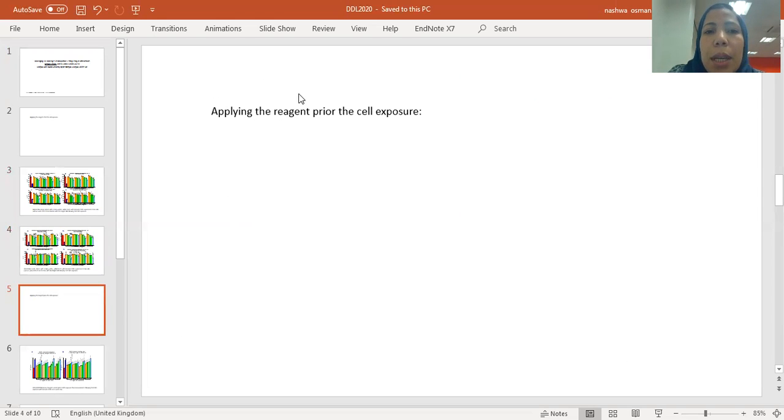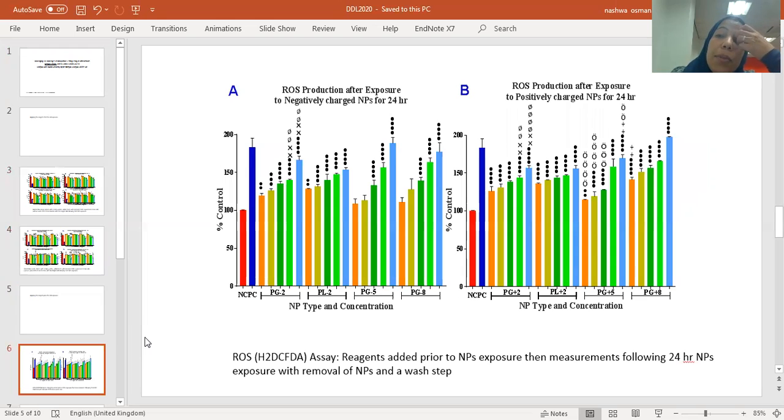Another type of assay is where you apply the reagent to the cells prior to the cell exposure. So you add the reagent, then you add your nanoparticle. For example, we are going to look at the ROS assay by DCFDA reagent. We applied the reagent first for half an hour, then we washed the reagent, then we applied nanoparticle for 24 hours. After this, we removed the nanoparticle, did a wash step, and we measured the ROS. What you can see is a nice graph of increasing nanoparticle concentration being associated with increasing ROS production.